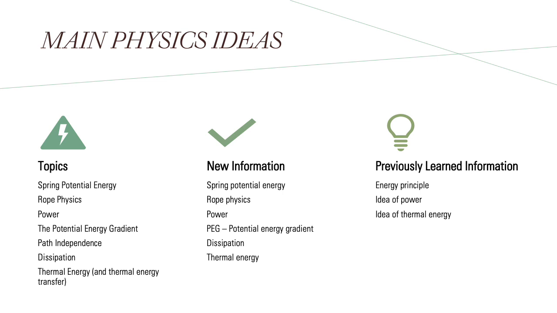So, the main physics ideas for this week were spring potential energy, rope physics, which was in the form of the computational model that we'll need for Lab 4, power, the potential energy gradient, path independence, dissipation, and thermal energy, as well as the transfer of thermal energy. New information was basically all of it. So spring potential energy, rope physics, power, potential energy gradient, dissipation, and thermal energy.